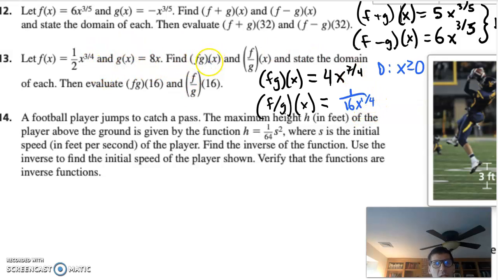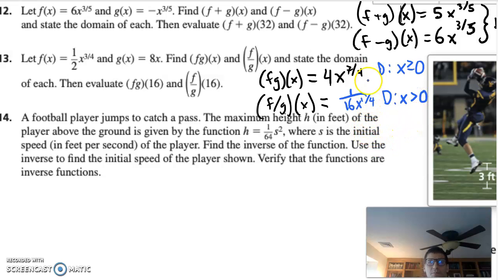But also we just need to consider the fact that x is in the denominator, so that can't be 0. So x can't be 0. The thing is, this just has a slight adjustment because x can't be 0, it's not greater than or equal to 0, it would just be greater than 0.